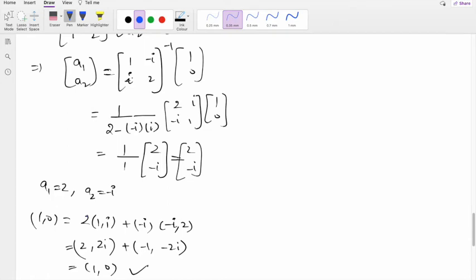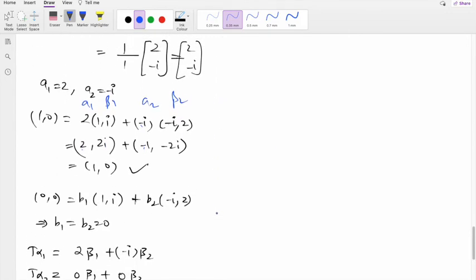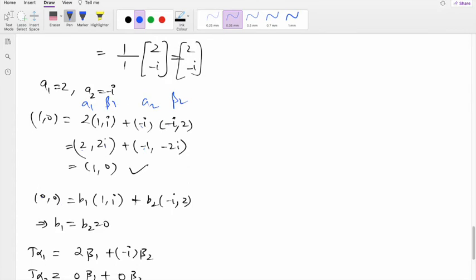a1 is the coefficient for beta 1, that is 2 times 1 comma i, and minus i is the coefficient for your beta 2. So this is a1 beta 1 plus a2 beta 2, right? So this turns out to be 2i minus i times minus i, because it's minus i squared, and this is minus 2i, and therefore you get 1, 0, which is the right thing. We have now represented this: 1, 0 was T alpha 1, and T alpha 2 was 0, 0.